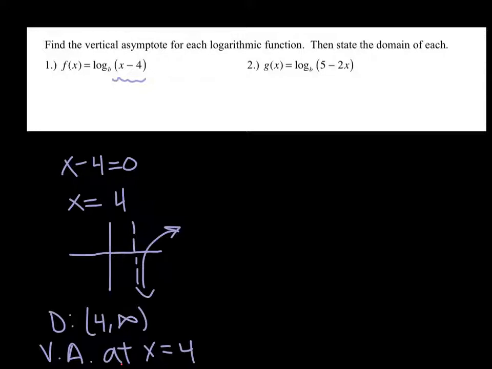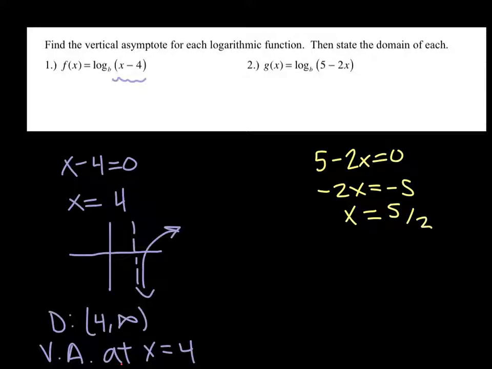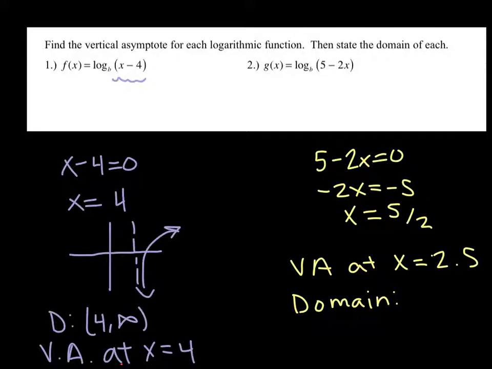So if we look at number 2, we would do the same thing again. What's inside the parentheses? 5 minus 2x. Set it equal to 0. Subtract the 5 over, and divide by negative 2. So x is 2.5. So your vertical asymptote would be at x equals 2.5 or 5 halves. So your domain would be from that value to positive infinity.